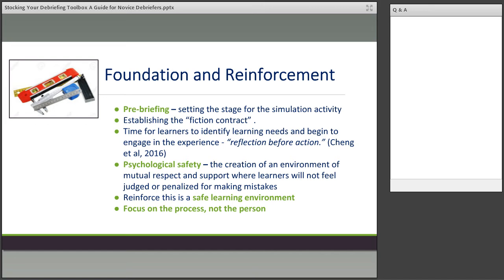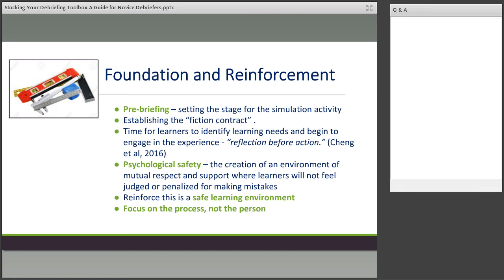This is where you establish that fiction contract, and this is where you want to get that engagement with the students. Sometimes you want them to suspend that disbelief, and the onus is on you to say, we've tried to make this as realistic as possible. We understand it's simulation. We want you to join us in suspending your disbelief so that we can all have the most meaningful experience. So getting the students to buy into what you're trying to do, getting them to understand we're all here to work together for the learning.